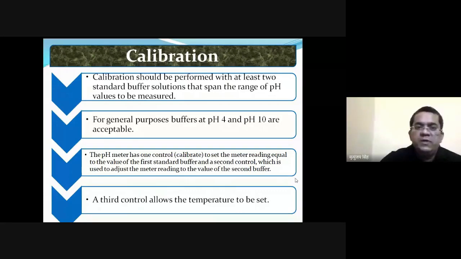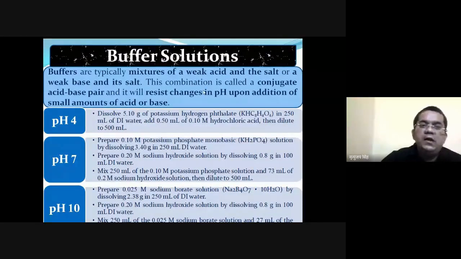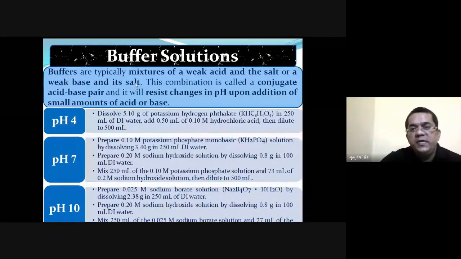Buffer solutions. What are buffer solutions? Buffers are typically a mixture of a weak acid and its conjugate base, or a weak base and its salt. The combination is called a conjugate acid-base pair, and it will resist changes in pH upon addition of a small amount of acid or base.